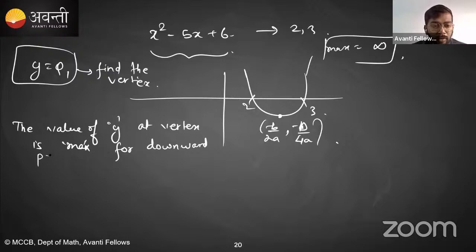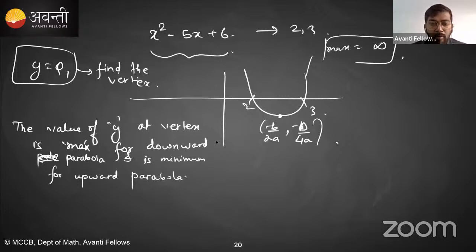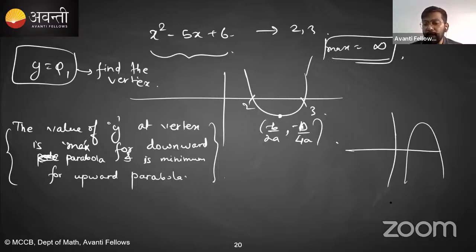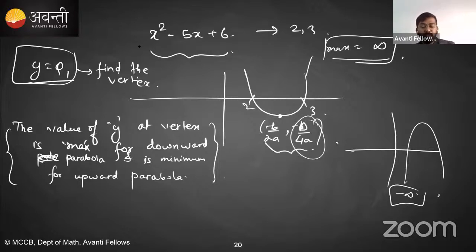The value of y at the vertex is the maximum for a downward parabola, and is the minimum for an upward parabola, right? Upward parabola goes to infinity, downward parabola goes till minus infinity. So for a simple quadratic equation, this is the best method: find the vertex, the y coordinate of the vertex.